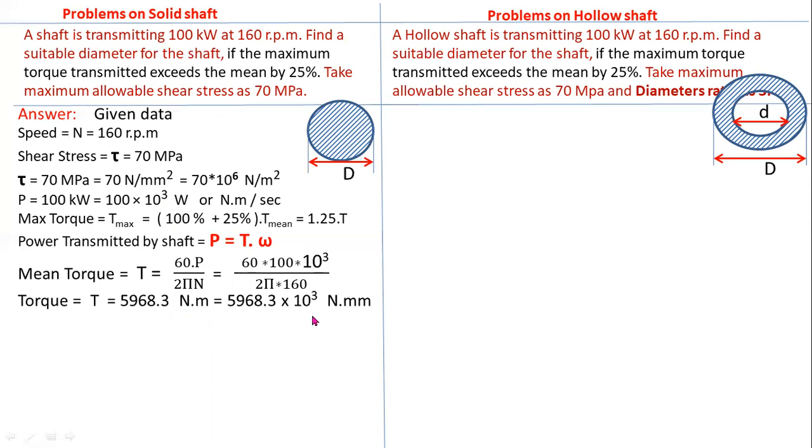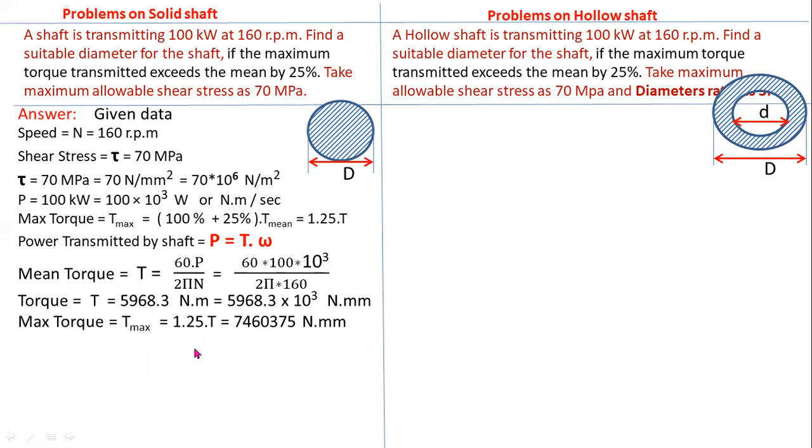1 meter equal to 1000 mm, so 5968.3 into 10 power 3 Newton mm. This is the torque transmitted by the solid shaft. After getting the value of torque, you have to determine the value of maximum torque. You have to substitute this torque value in this equation, and you can get the value of maximum torque. Maximum torque equal to 1.25 times the mean torque.